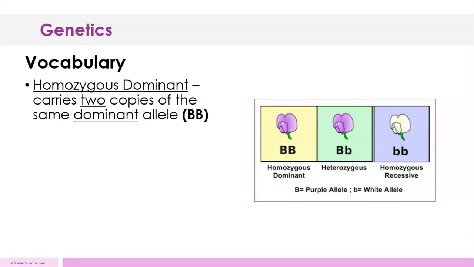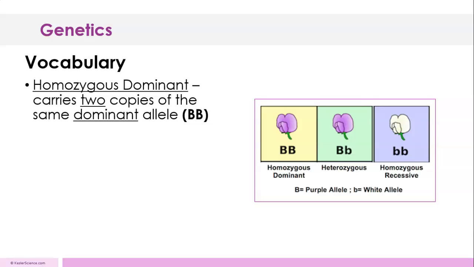All right, some more vocabulary review. We've talked about these terms a couple of times, but they're not words that we use in everyday life. So let's take a little bit of review here. Homozygous dominant. Homozygous dominant means that the organism carries two copies of the same dominant allele. So for instance, in this example with these purple and white flowers here, they are using the letter B. Not sure why they picked the letter B exactly, but they did.